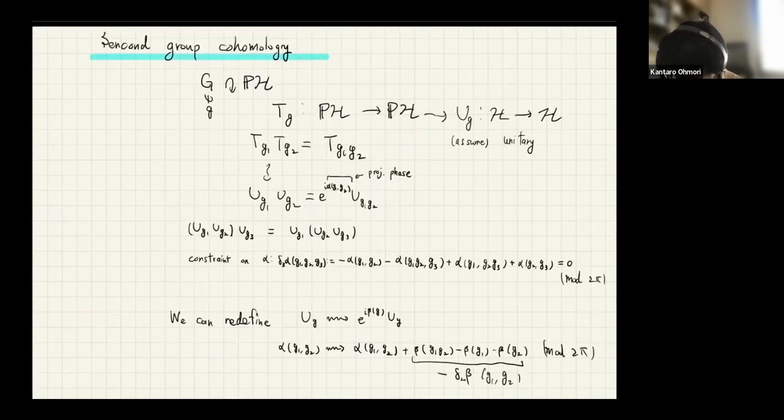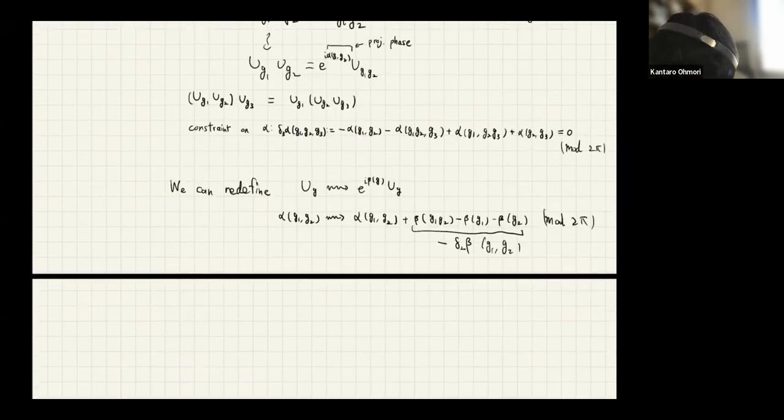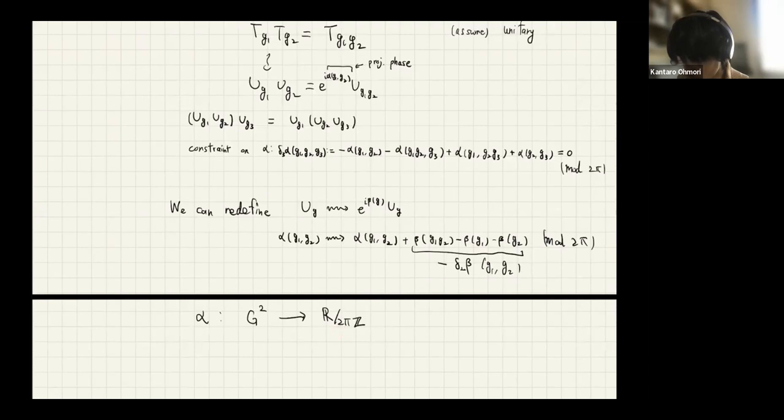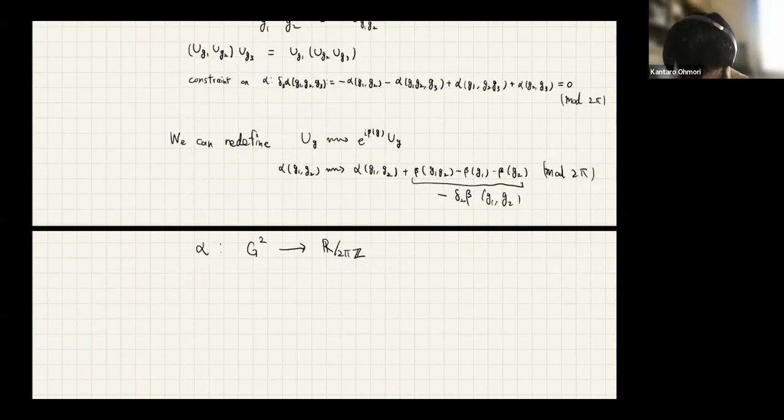So here alpha is a map from the product of the group with itself to R mod 2 pi Z, because alpha is meaningful only mod 2 pi, since it's a phase. And then this beta gives a map from G to R mod 2 pi Z.